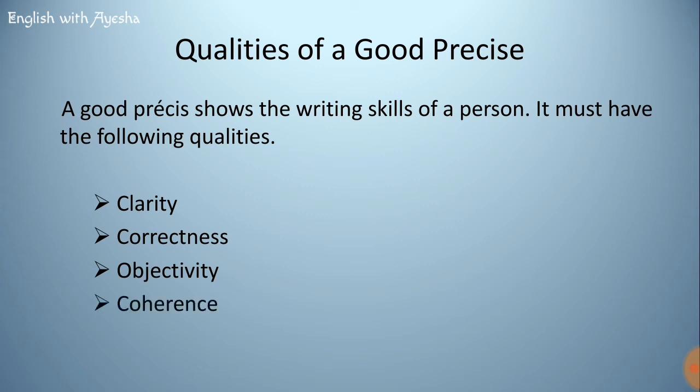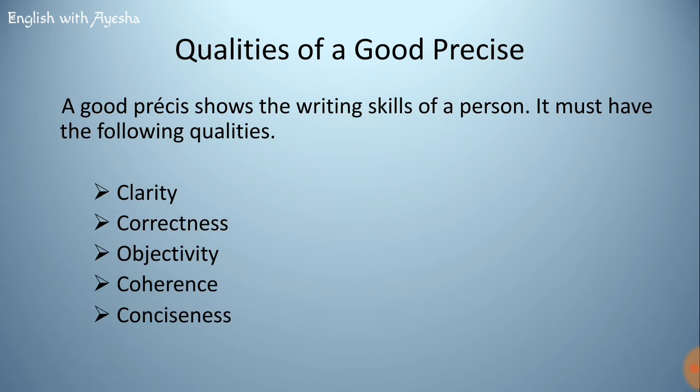The next quality is coherence. Coherence means the logical and clear interconnection of ideas in a written piece of work. A precis should be coherent. The ideas which are presented in a precis must have a logical connection and they all should be interrelated. In short, we may say that the ideas should be well knitted so that the reader may not be confused and lose his or her interest.